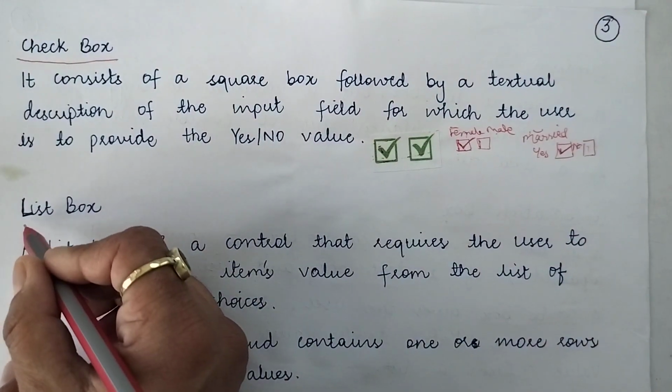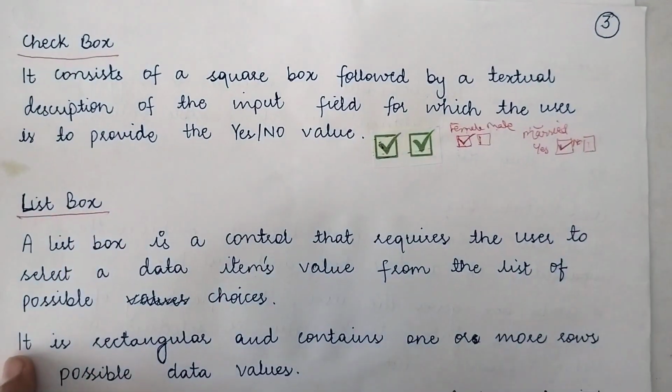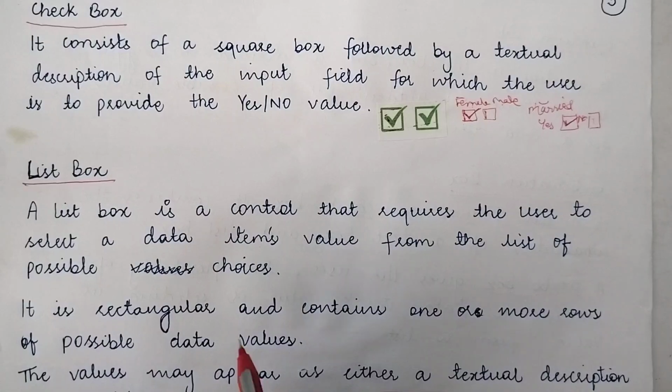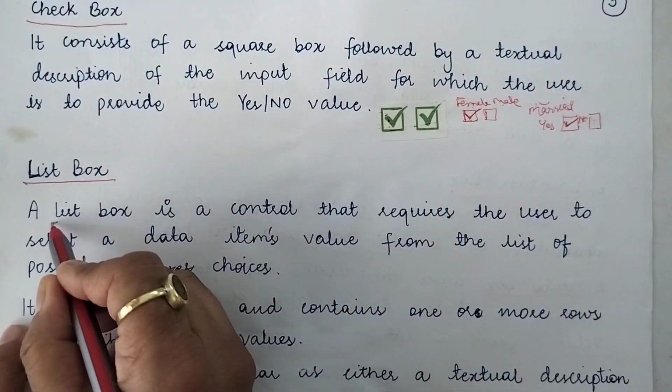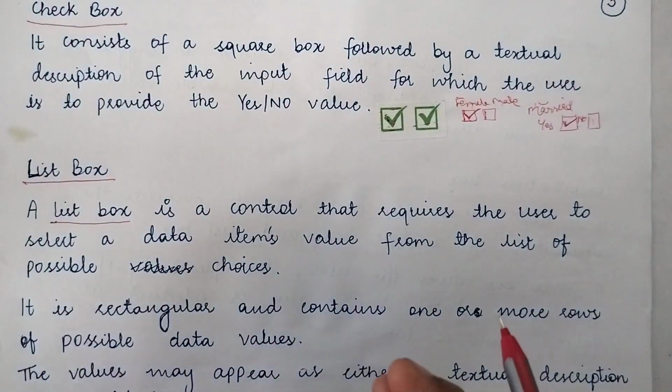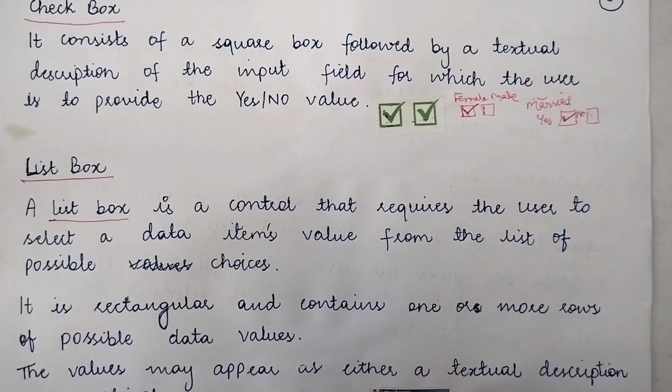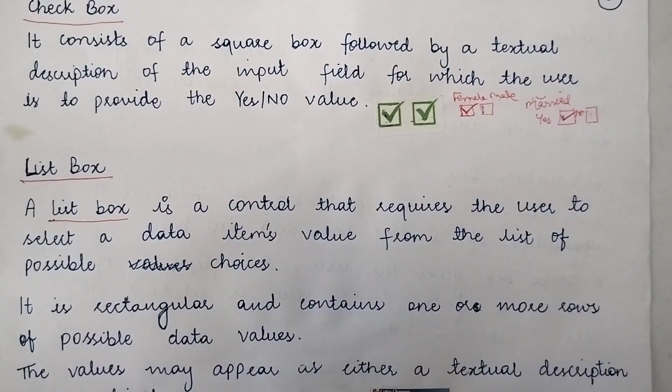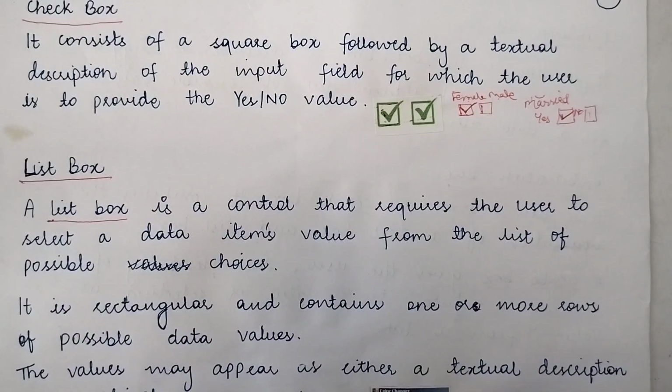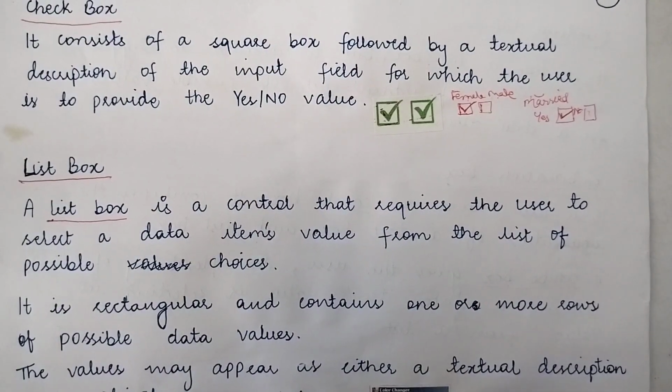Then comes your list box. List box is like the drop down box only, but the difference is that here the box does not drop down. When you select on the arrow, it does not drop down. Rather, you do not have any arrow like this. Rather, you have the scroll bar from where you can scroll.